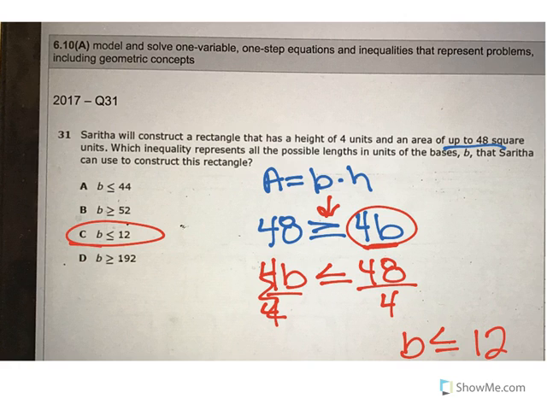Okay. All right, well, in this video, we talked about solving one-step equations and inequalities. I hope you've learned something from this.